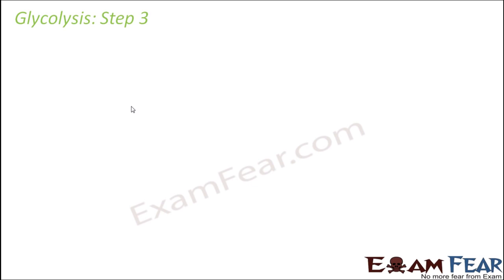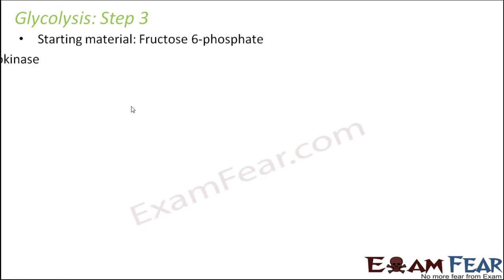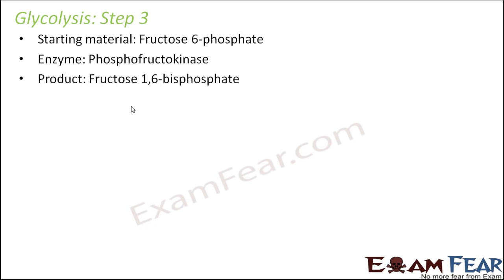The next step, your starting material will be fructose 6-phosphate, that is the product of step 2. So here fructose 6-phosphate and the enzyme is phosphofructokinase. So what will this enzyme do? This will convert it into fructose 1,6-bisphosphate. Let us see how it happens. Now whenever you have enzymes with kinase, they generally make phosphorylation take place. See, the first enzyme was also hexokinase, there also phosphorylation took place. Here also we will see what happens exactly.